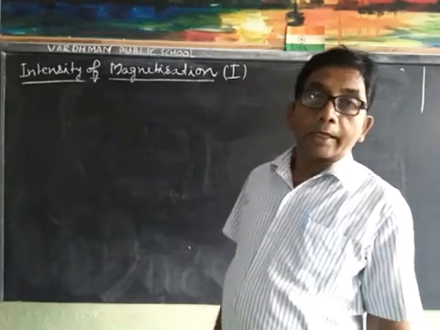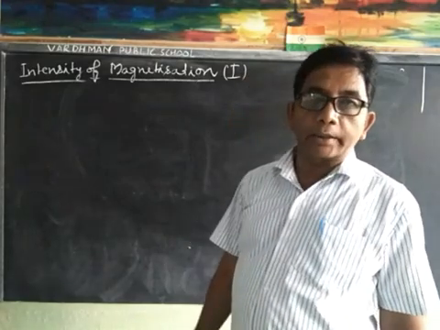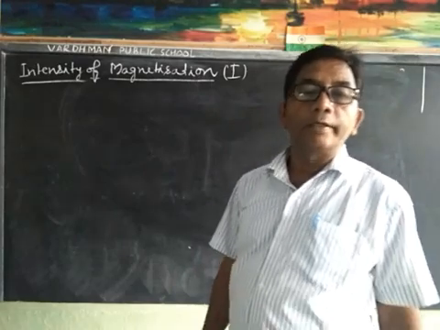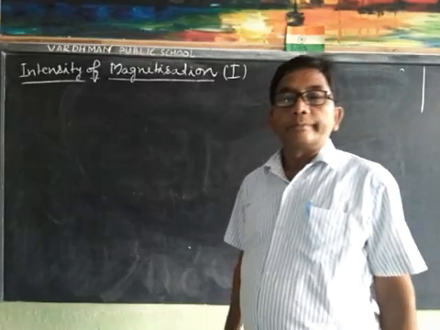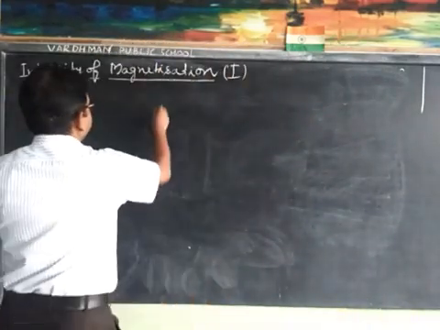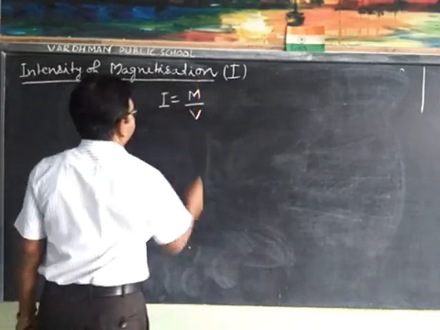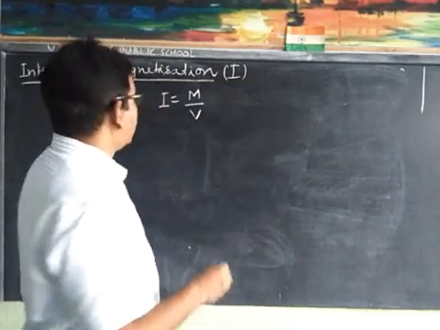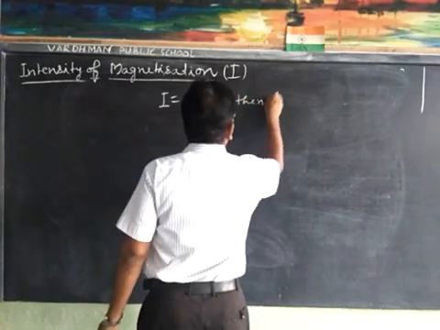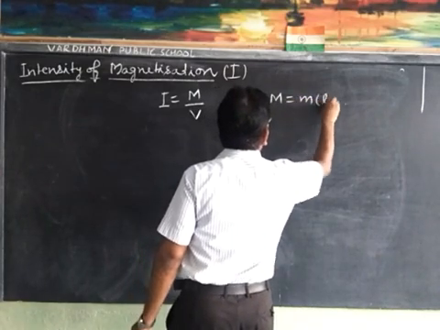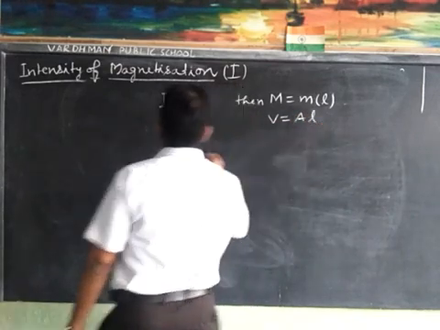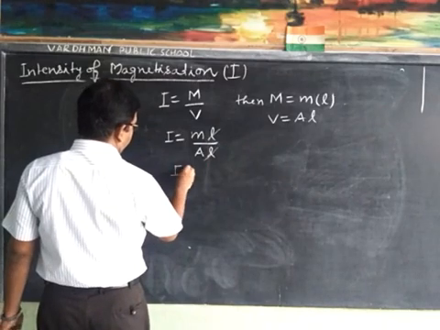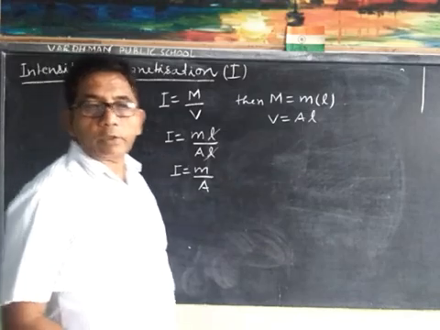If capital M is the induced magnetic moment in a magnetic substance of volume V having area of cross section A and length L, then we can write I is equal to capital M upon V. If small m is the induced pole strength, then capital M is equal to small m into L and V is equal to A into L. Then I is equal to M L upon A into L, cancel L, then I is equal to m upon A.